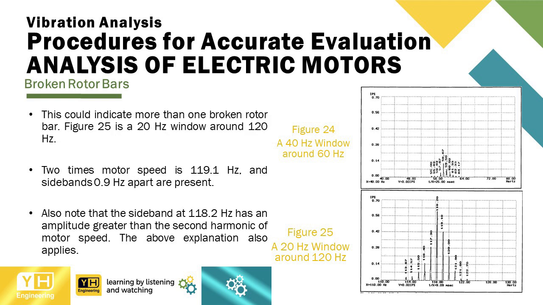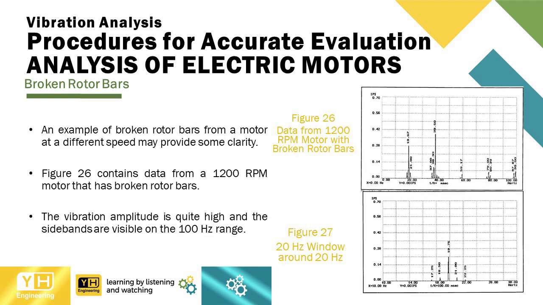Figure 25 is a 20 Hz window around 120 Hz. 2 times motor speed is 119.1 Hz, and sidebands 0.9 Hz apart are present. Also note that the sideband at 118.2 Hz has an amplitude greater than the second harmonic of motor speed. The above explanation also applies.